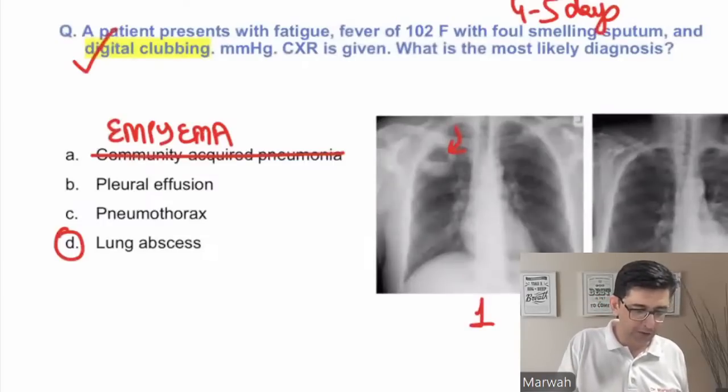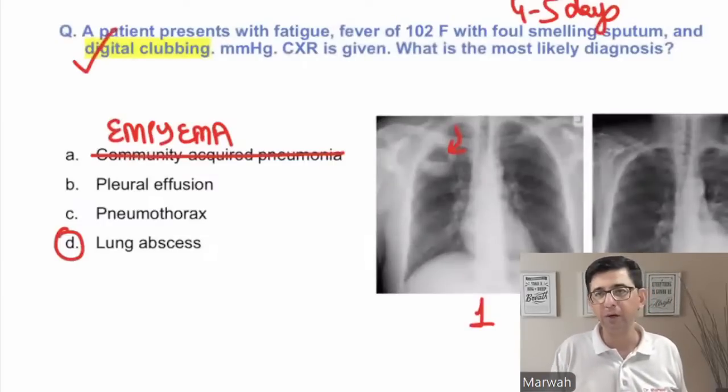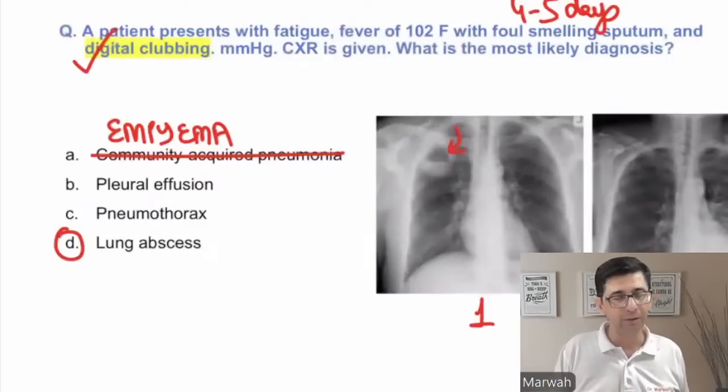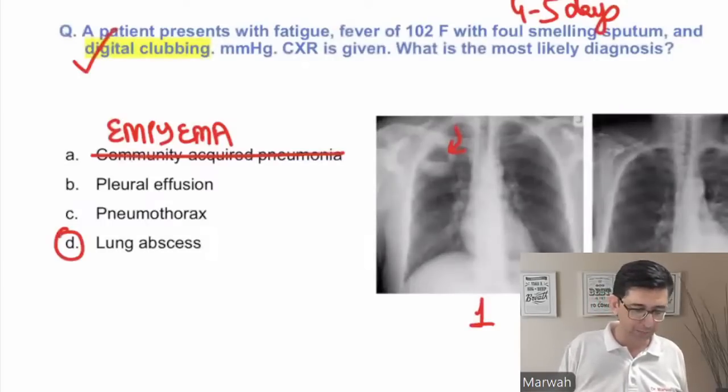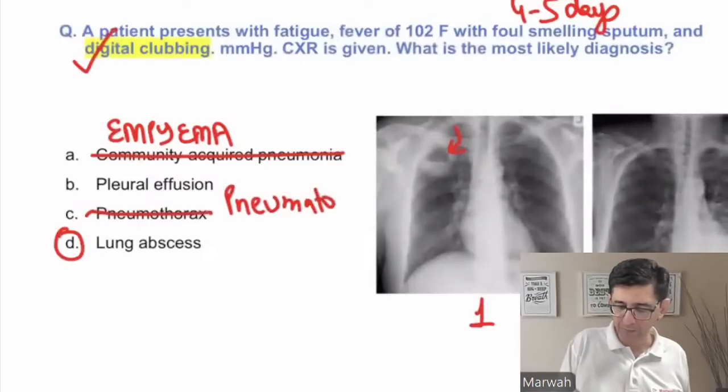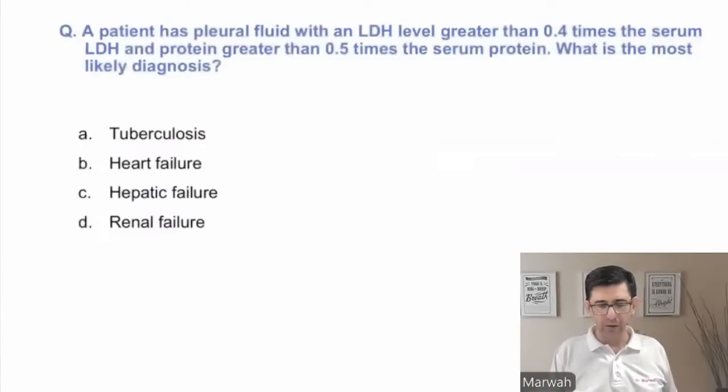Yeah, coming to that shift, give me a second. We're coming to that question on Light's criteria. So couple of seconds and I'll be able to sort it out. Okay, pneumatocele. That was a good one. Good option there. Let's move to the next one.